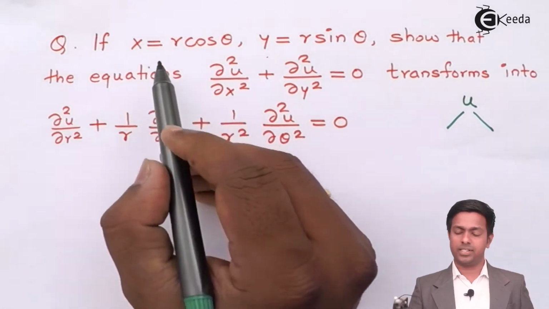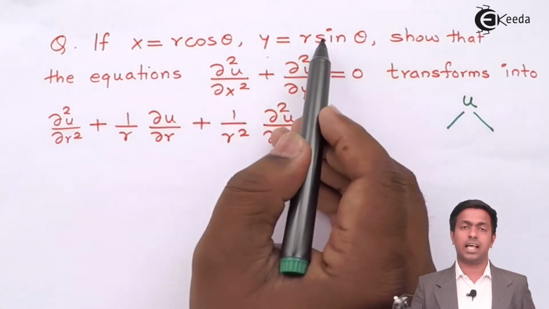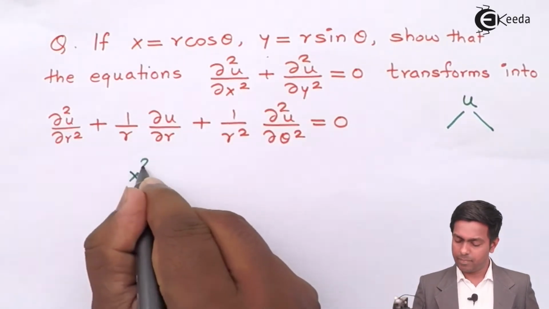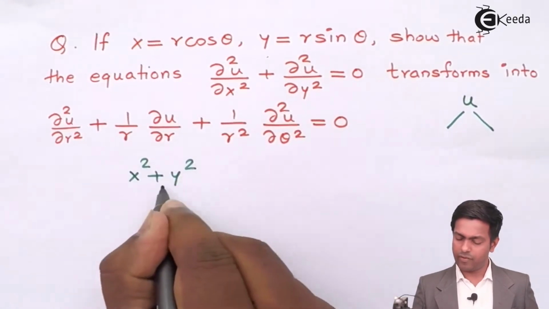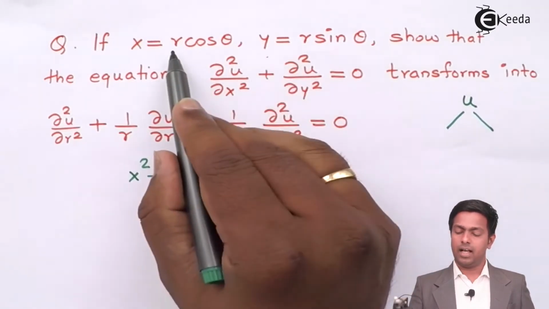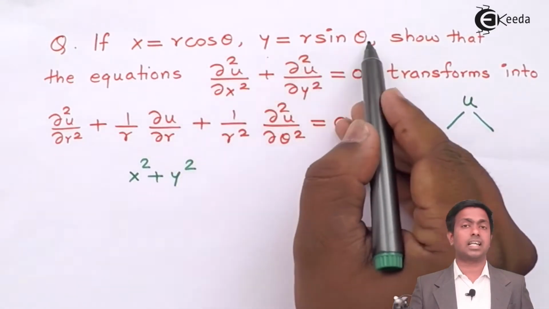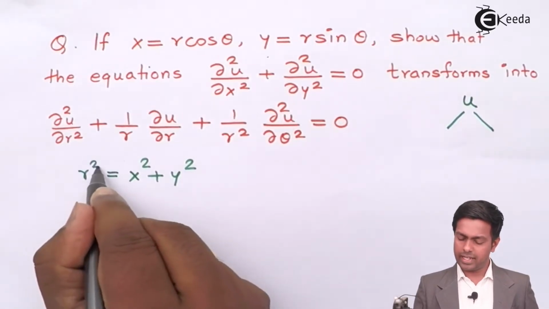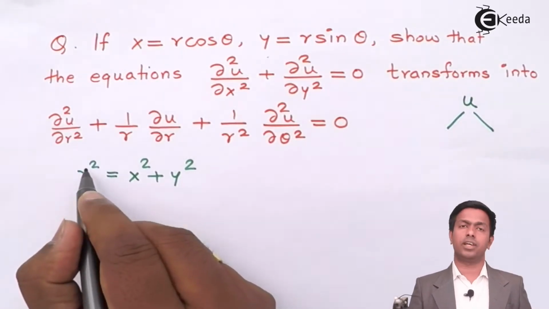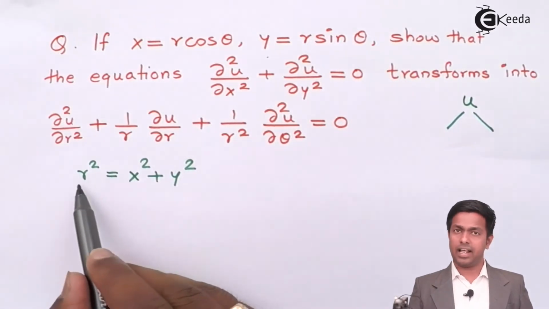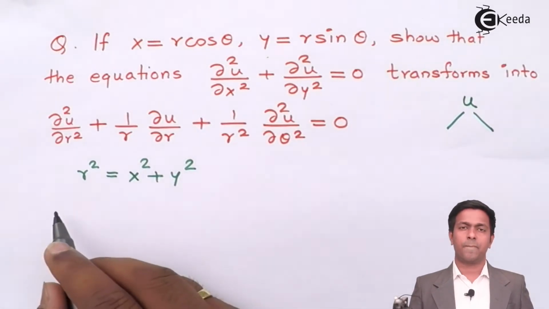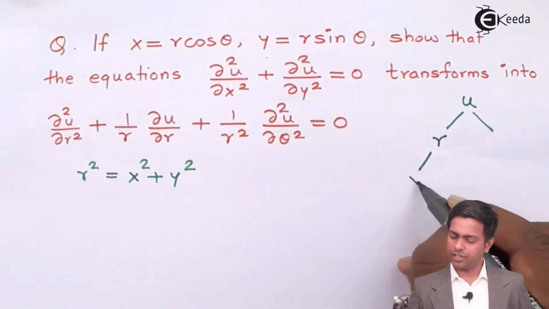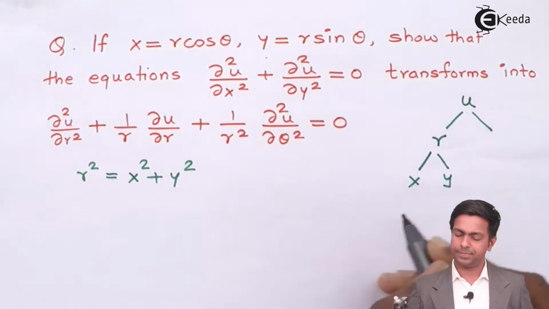For that, I'll square these two results and add them. By squaring, we will get x square and here I'll get y square. If I add, here we'll get r square cos square theta plus r square sin square theta. We can take r square common and say cos square theta plus sin square theta is 1. It means we are getting r as a function of x and y. So we can say that u is a function of r and r is a function of x and y.